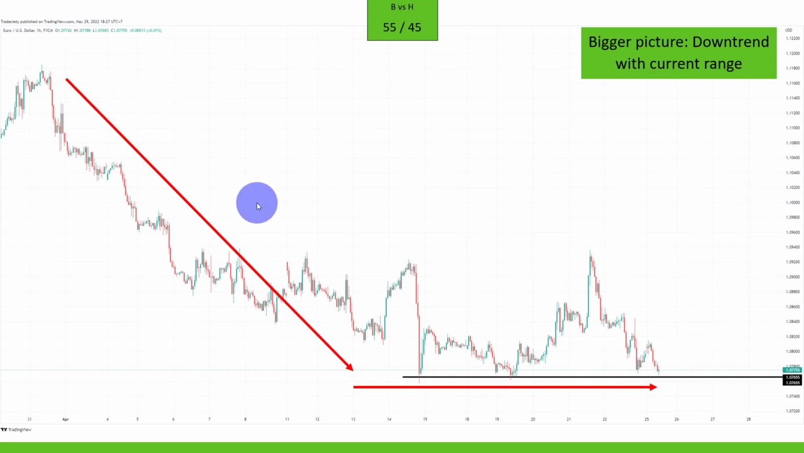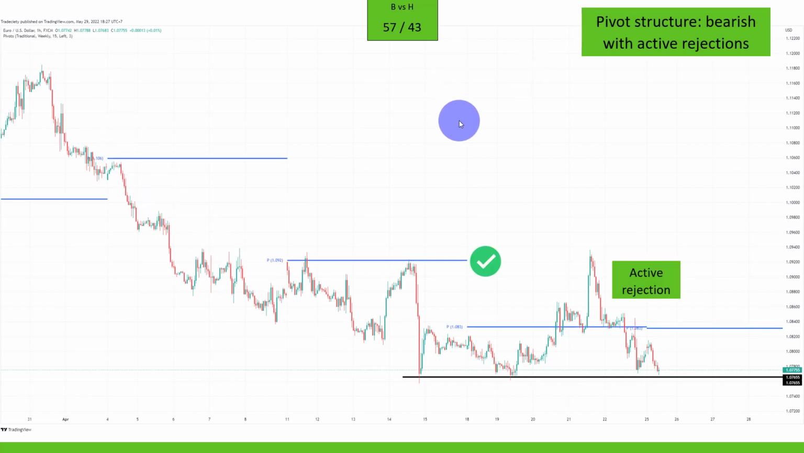But overall, I would say this speaks a little bit more for more bearishness to come, since we are in a big picture downtrend. We add a weekly pivot point to the charts, and now we see that the pivot point structure is bearish. A bearish pivot point structure is characterized by, first of all, the market trading below a pivot point and also actively rejecting pivot points such as here and here.